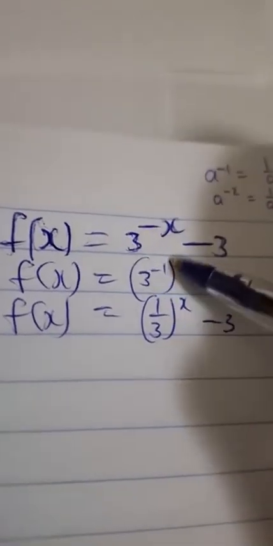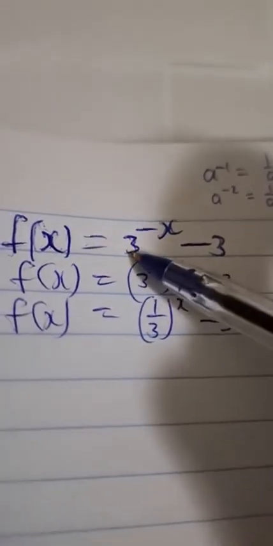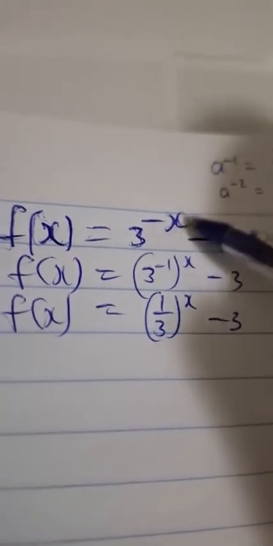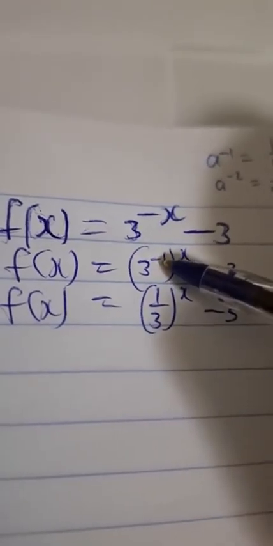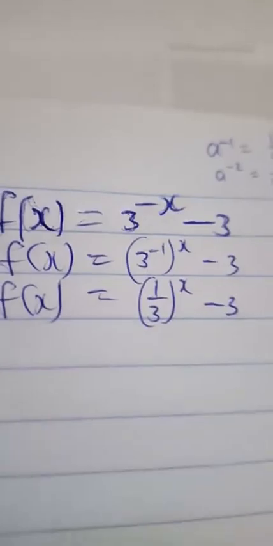This here is exponential. f of x is equal to 3 to the power. You see the variable, it's an exponent, and we were able to change the form from 3 to the power negative x to 1 over 3 to the power x.